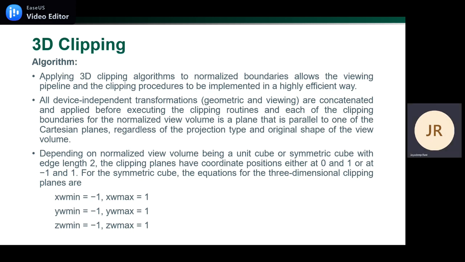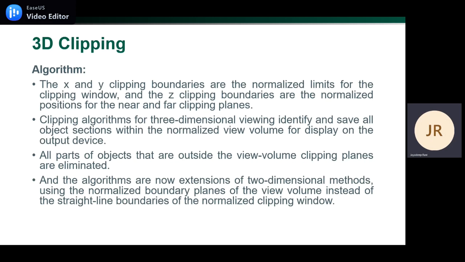Depending on the normalized view volume being a unit cube of length 2, the clipping parameters have coordinate positions at either 0 and 1, or at -1 and 1. The equations for three-dimensional clipping planes are: the minimum x coordinate is -1, the maximum x coordinate is 1, the minimum y coordinate is -1, and the maximum y coordinate is 1, and it is similar for the z coordinate as well. The x and y clipping boundaries are normalized limits for the clipping window, and the z clipping boundaries are the normalized positions for the near and far clipping planes, which we showed. The near and far clipping planes are apart from the clipping window.